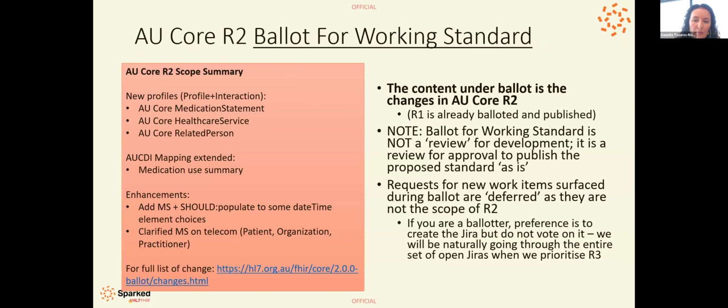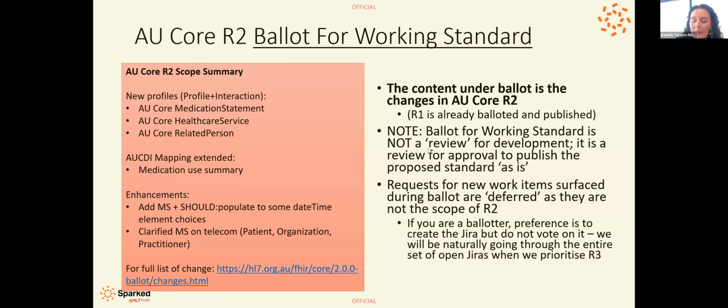Okay, I'm going to move past these things pretty quickly. Just a quick reminder, there's an R2 scope. Our set of work we did around R2 was around medication statement, healthcare service, and related person. There's already a bunch of content in R1. We also did some AUCDI mapping on medication use summary, and there were a number of enhancements that were included. So that's the scope and what was under ballot.